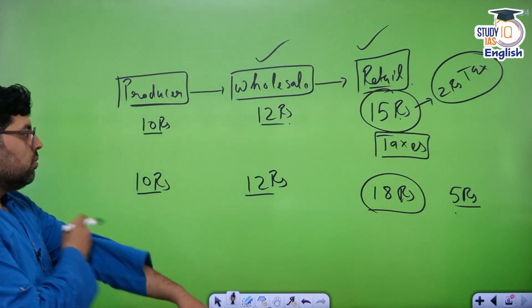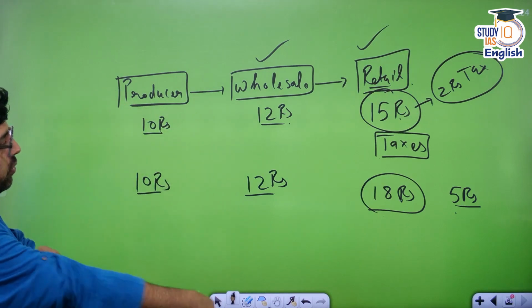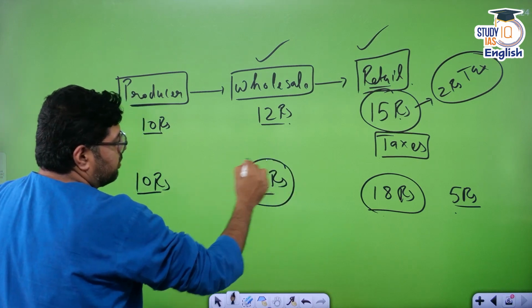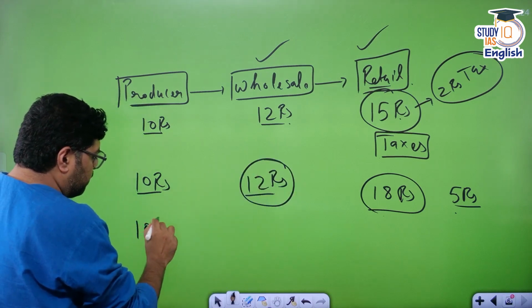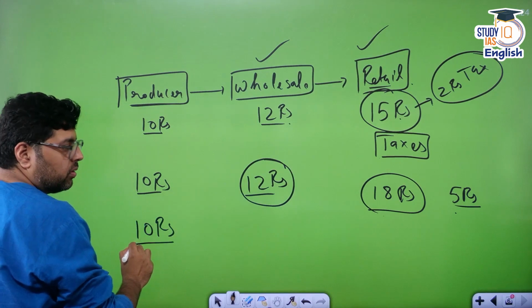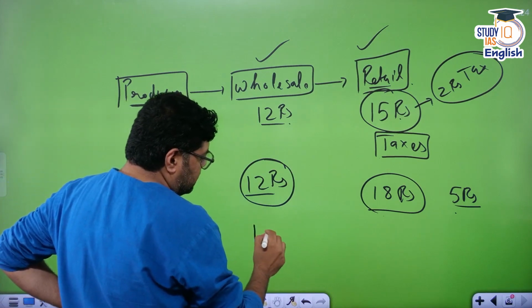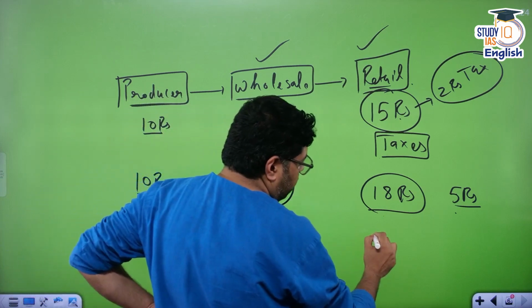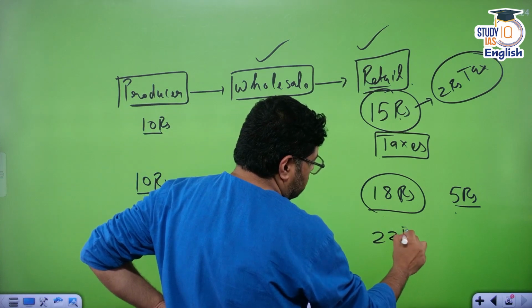Now you can take another example. Now for example, the wholesaler has increased the price. So it means that here the price is 10 rupees. Okay, here the price has increased, for example, to 14 rupees. Now ultimately this 14 rupees will be reflected here also. So the new price is 22 rupees.